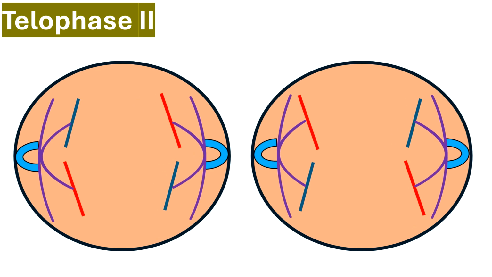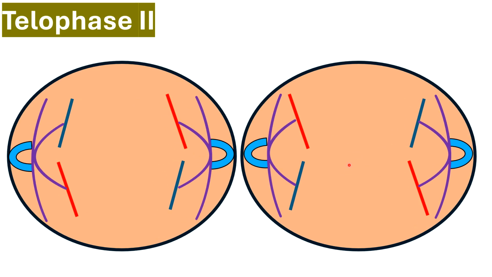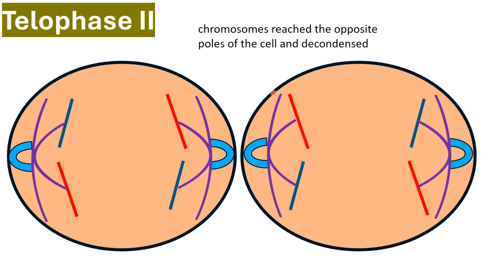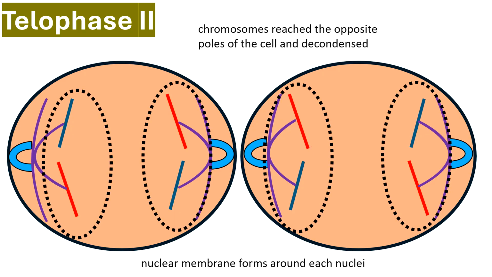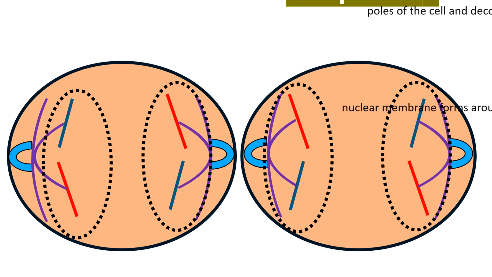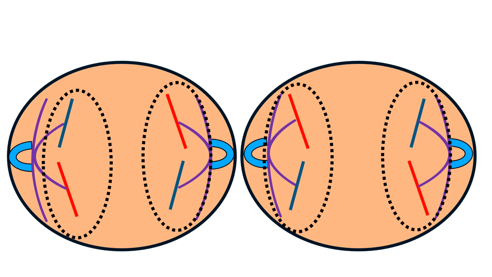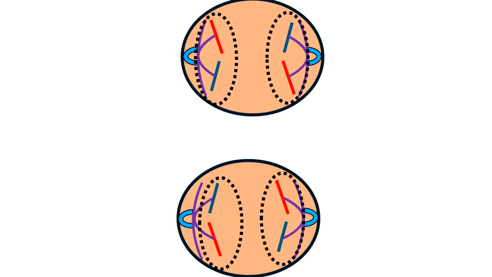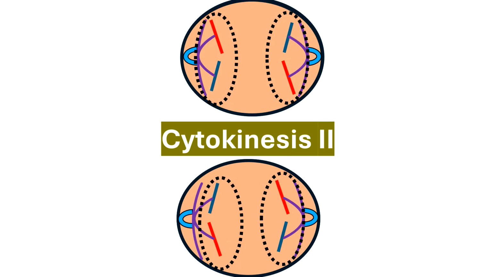Again, the cells elongate. Well, now it's cells. Before it used to be one cell in telophase 1. The chromosomes reach the opposite poles of the cells and decondense, and the nuclear membrane forms around each nucleus. What happens next? You guessed it. Cytokinesis 2. Well, you don't necessarily need to call it cytokinesis 1 or cytokinesis 2. It would just be cytokinesis for both cases. So it's going to happen. Boom.